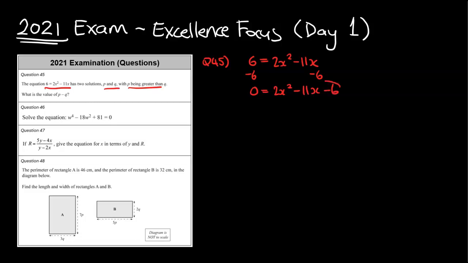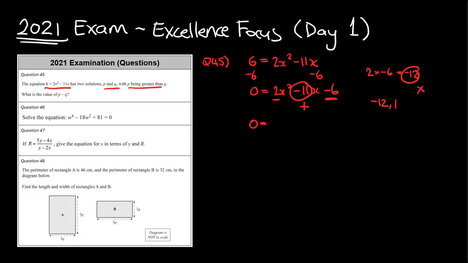minus 6. No common factors here, so I'm going to have to use the grouping method. And for this, I'm going to be going 2 times negative 6, and that gets me to negative 12. So I now need to find out, well, what adds to this negative 11 and multiplies to this negative 12? So I assume it's going to be something to do with 12 and 1. And because negative 11 is really big, it's probably going to be negative 12 and positive 1. So I'm now going to split up my negative 11x into negative 12x and positive 1x.